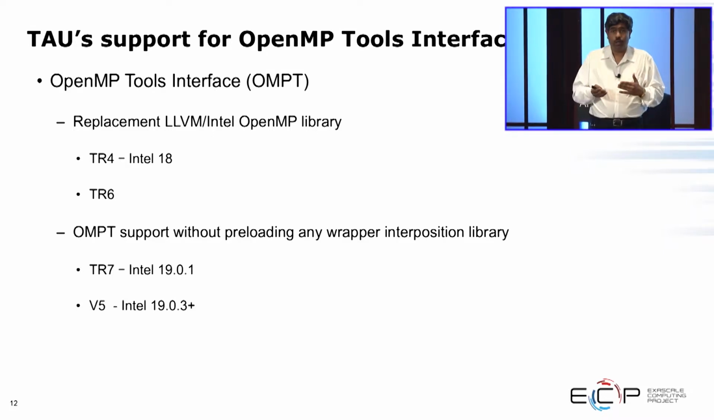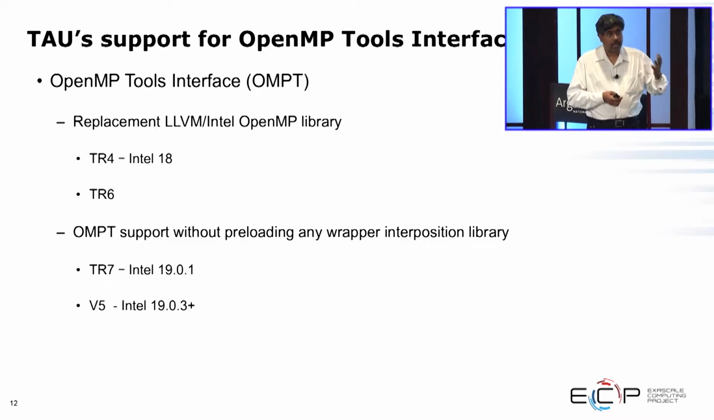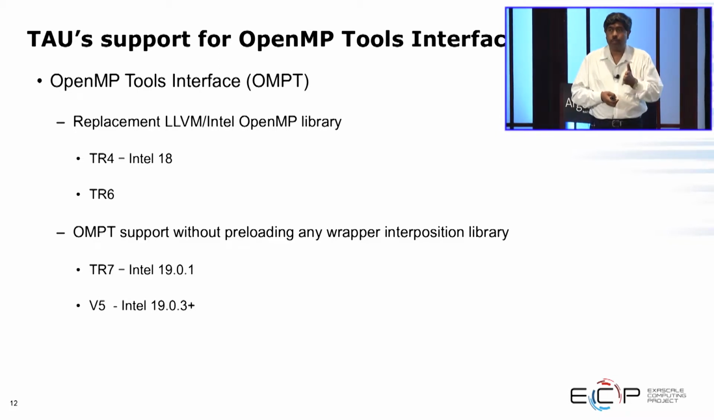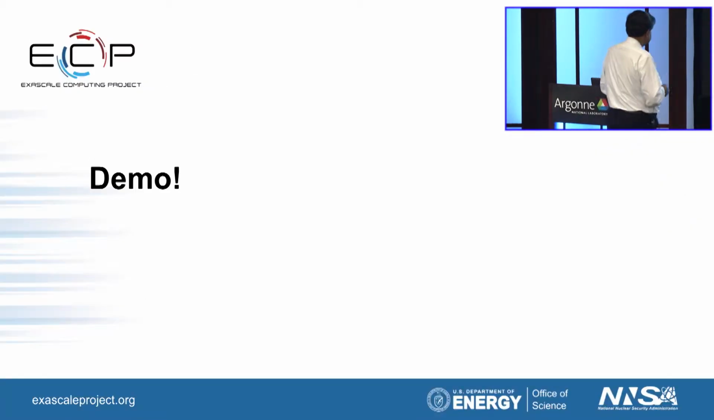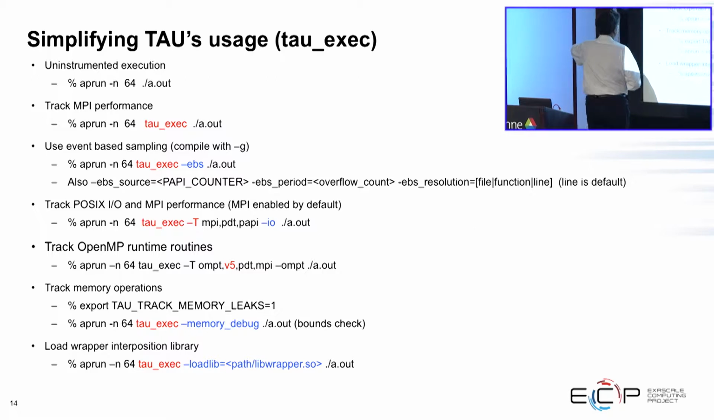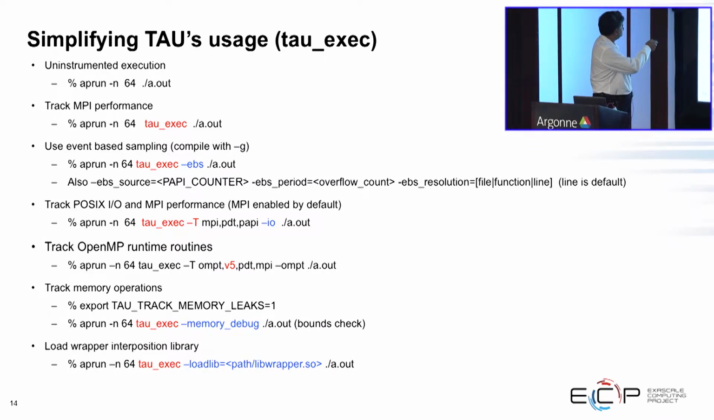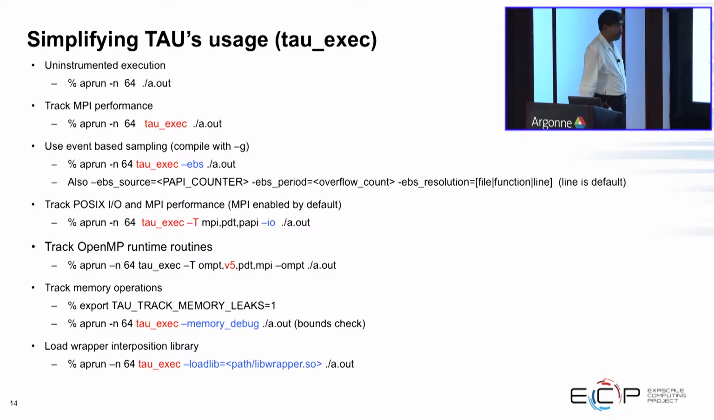One, to insert hooks at the MPI and OpenMP level, and second, to enable the generation of those interrupts so that you can measure based on event-based sampling. So I'll show you a demo of this, but let me just say that this is how we use TAU. If you have a dynamic executable, say a.out, you could say aprun -n 64 a.out to run it. If you just want to track MPI level statistics, you could just say tau_exec a.out.